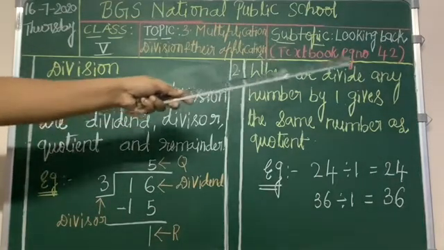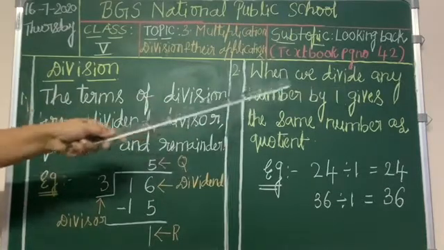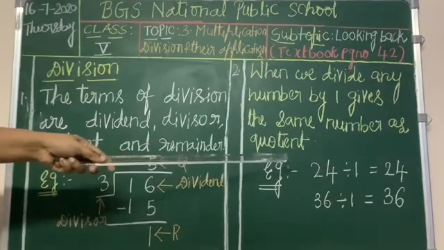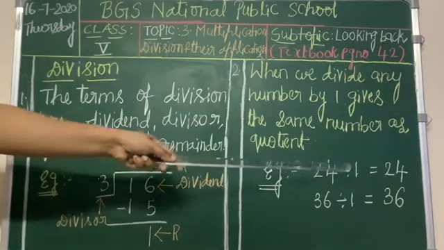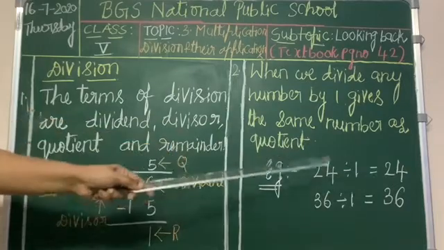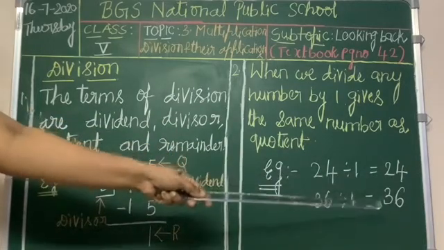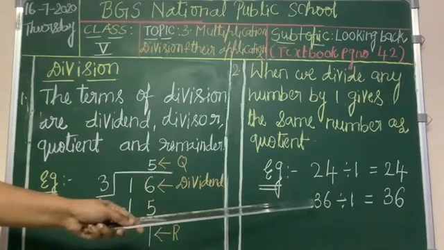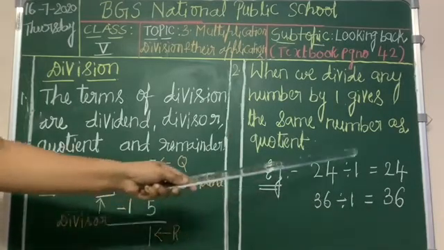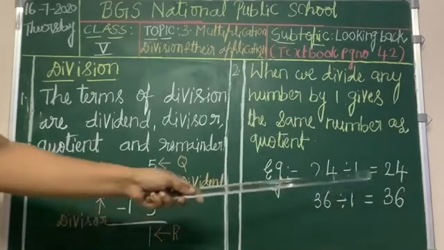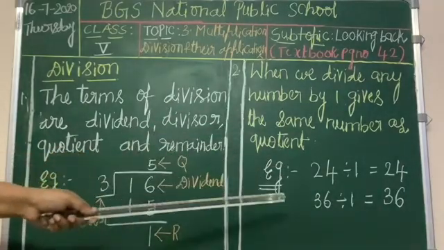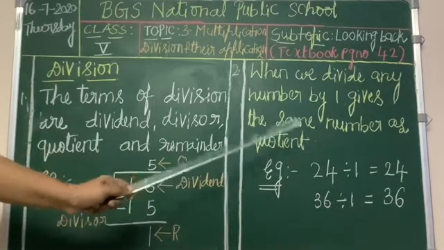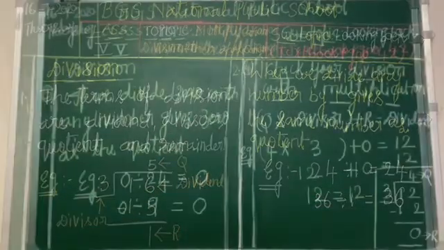When we divide any number by 1, it gives the same number as the quotient. If you divide any number by 1, for example here 24 divided by 1 equals 24, 36 divided by 1 equals 36, because when you divide 36 by 1, 1 into 36 is 36, right? So 24 divided by 1 is 24, 36 divided by 1 is 36. In the same way, if you divide any number by 1, you will get the same number as the quotient. Is it clear, children? Yes, children.